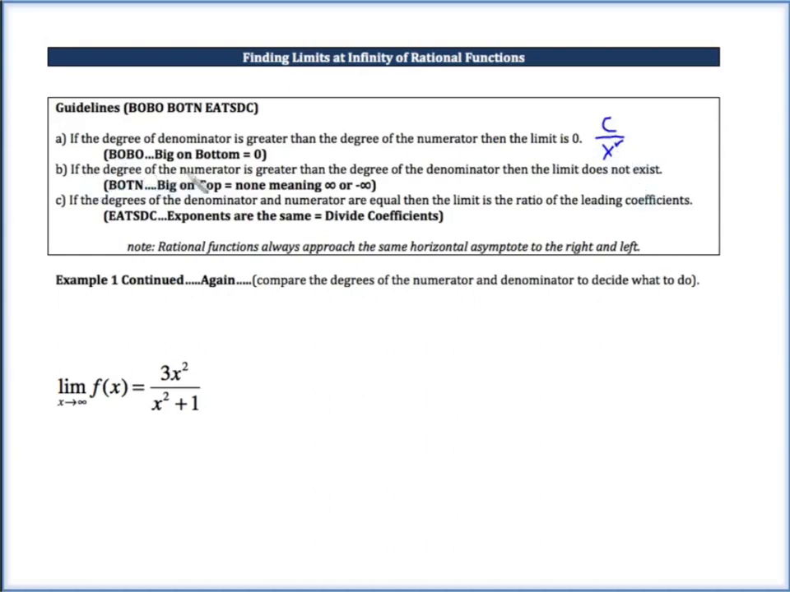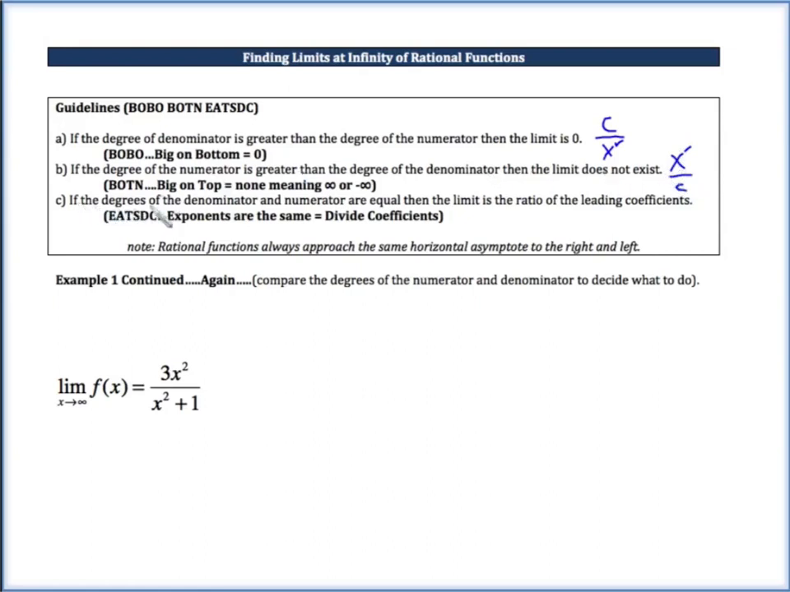Now if the degree of the numerator is greater than the degree of the denominator, then the limit does not exist. So this is big on top, none. Big on top equals none, meaning that the limit goes to infinity or negative infinity. So if we were to switch this around and had something larger on top and our constant on the bottom, this would go to infinity or negative infinity without bound.